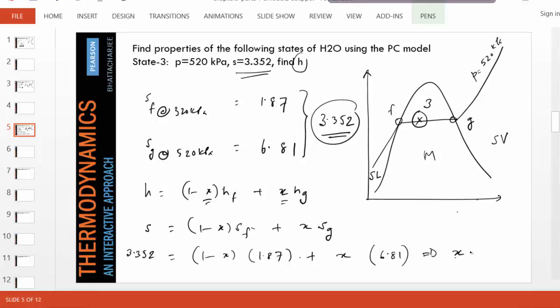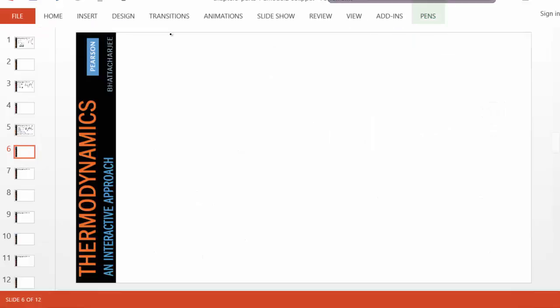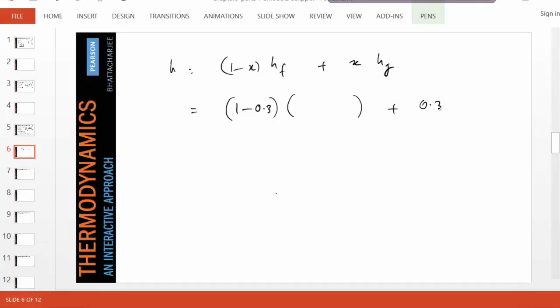If you solve it, you can find x should be about 0.3 because we really borrowed this number from the previous problem. So once we know x, enthalpy can be found very easily. How? Enthalpy equals 1 minus x times HF plus x times HG, which is 1 minus 0.3 times HF plus 0.3 times HG. So our job is to now go and find HF and HG for a pressure of 520 kPa, right?